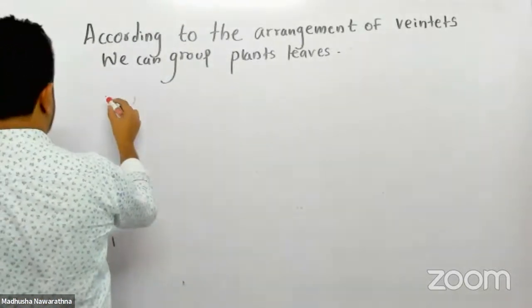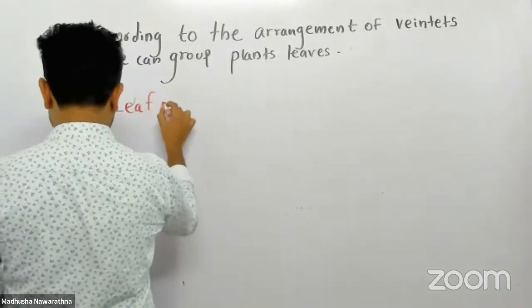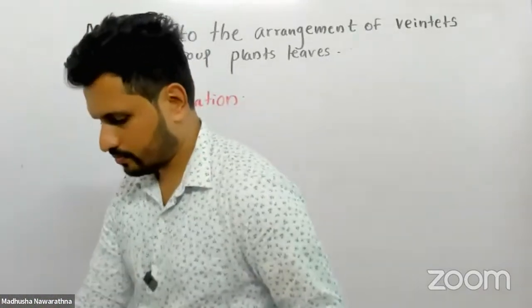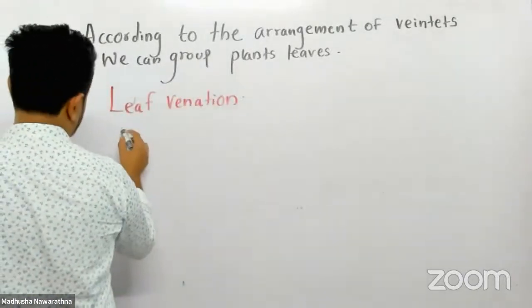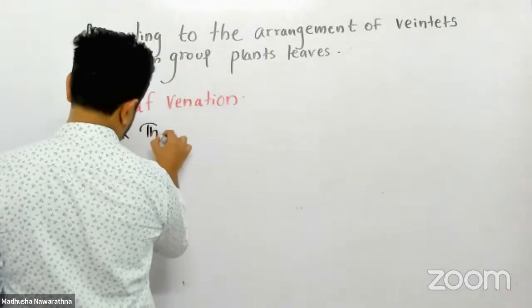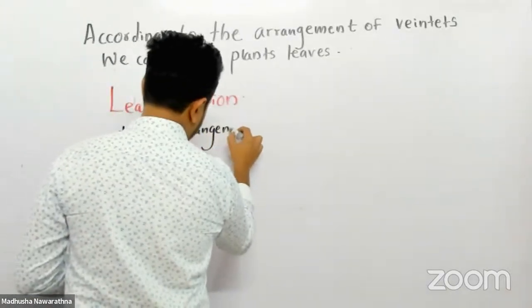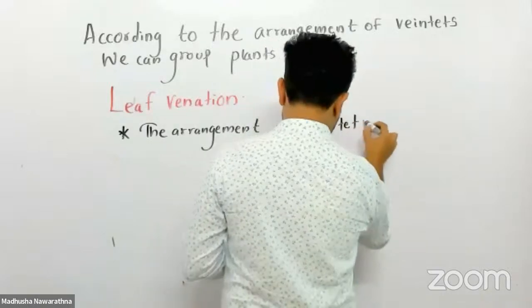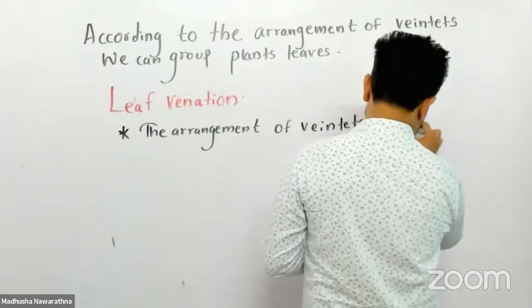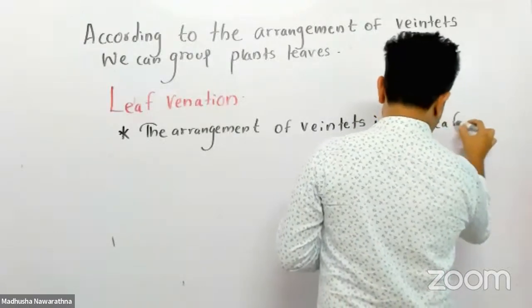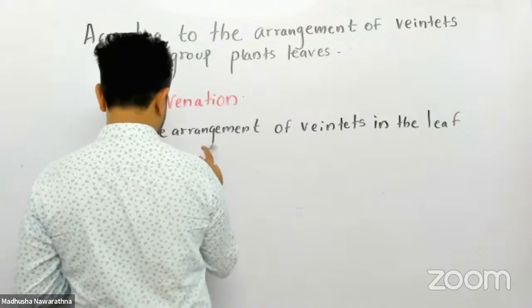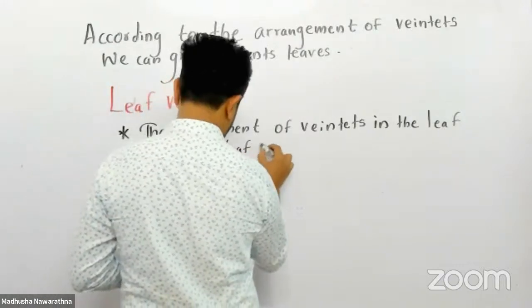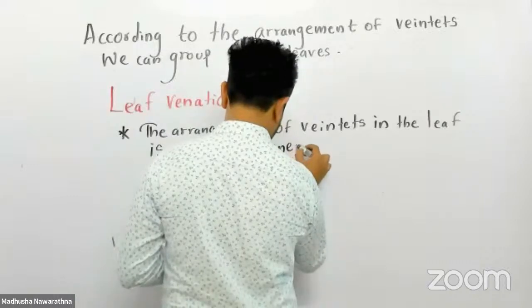Leaf venation. Then write, put a star point and then write: the arrangement of veinlets in the leaf is called leaf venation.